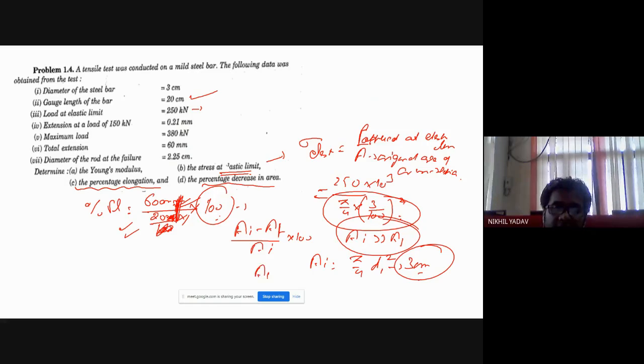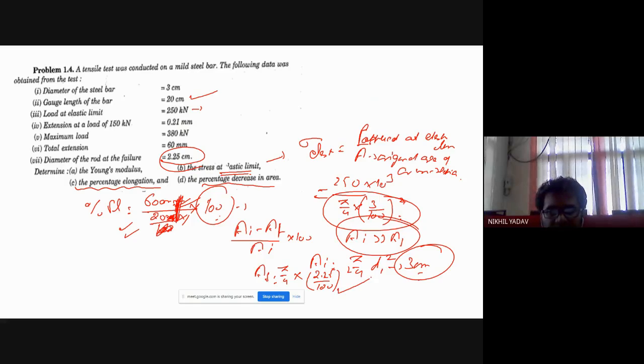And A final is based on the diameter after the specimen has failed, that is, the diameter of the rod at failure, which is 2.25 centimeter. In that case this will be pi by 4 into 2.25 squared. If you want to change into centimeter or meter, whatever it's your choice, right. So that is 10 to the square, 100, into meter, right.